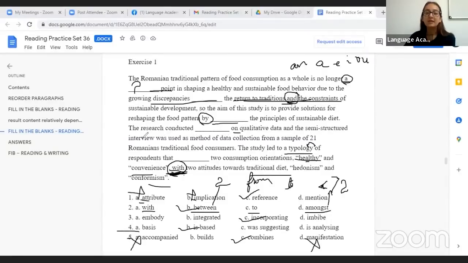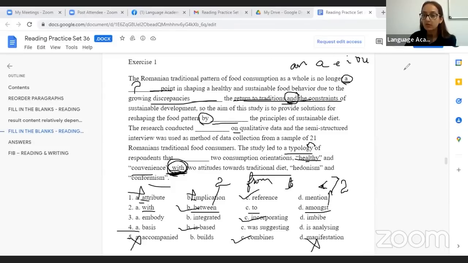Fourth one is simply based on sentence structure. The research conducted, already the research which is conducted, this research is based on qualitative data. The fifth one, because we have to justify the word with here, so that is why we can say a typology that combines one with two. We cannot say a typology that builds one with two. Builds does not always come with the word with, but with combine, we always use the word with it. So these are the answers.